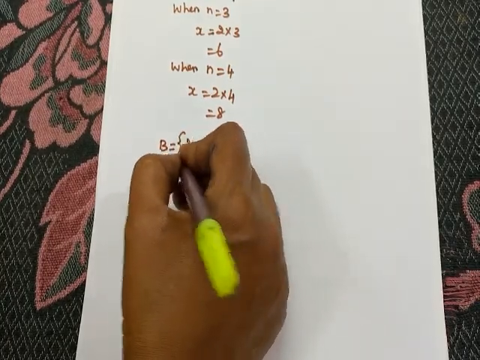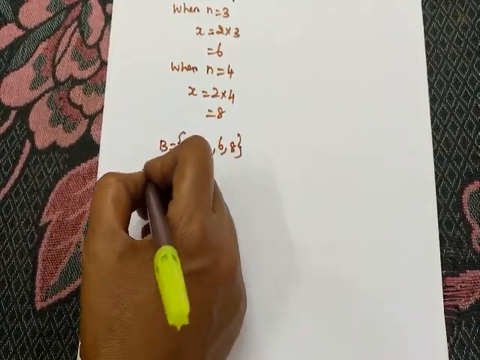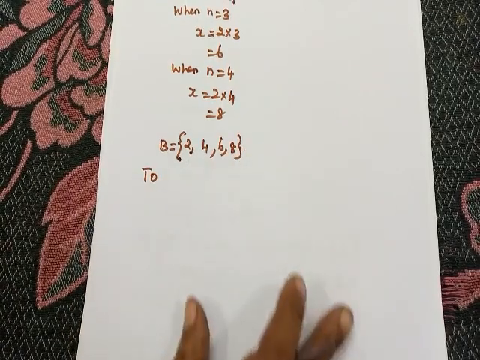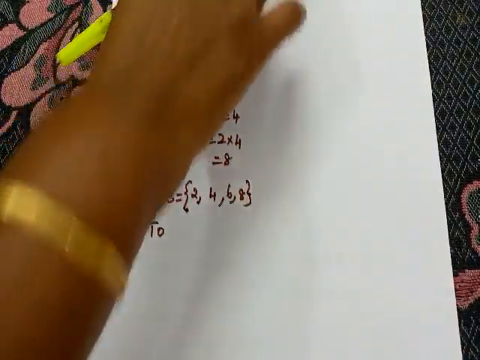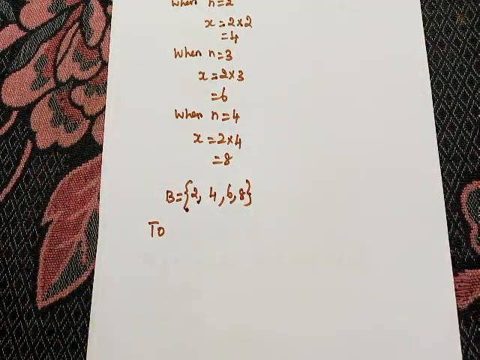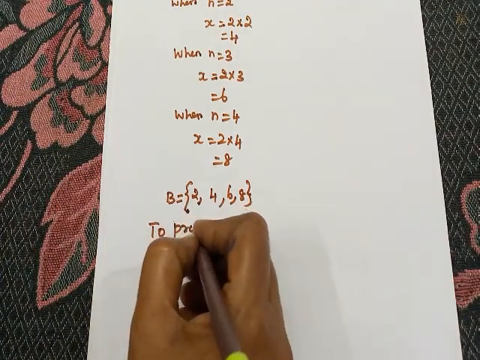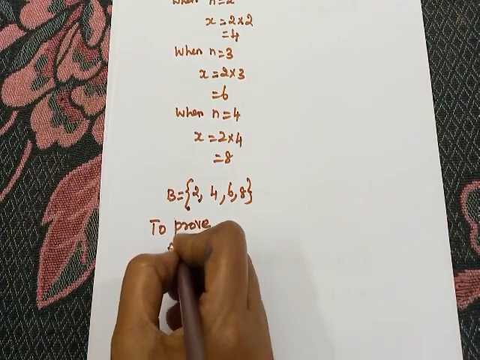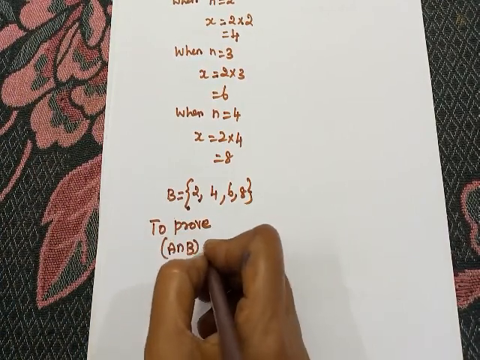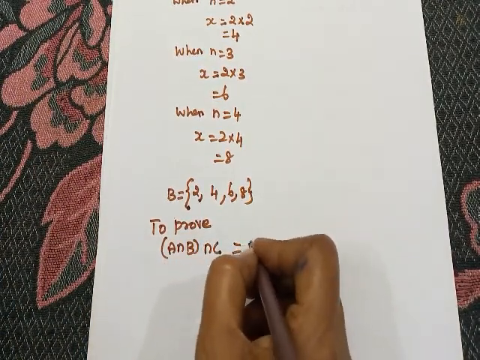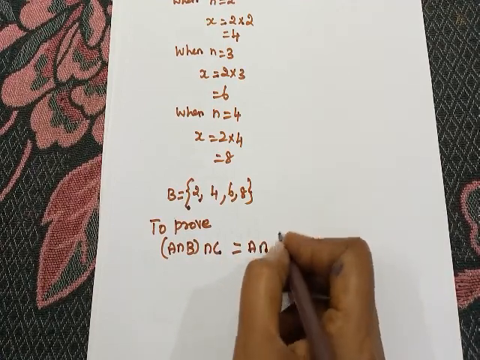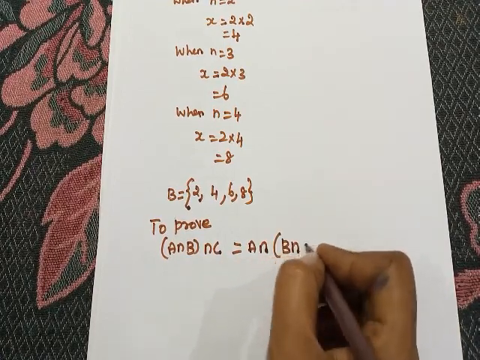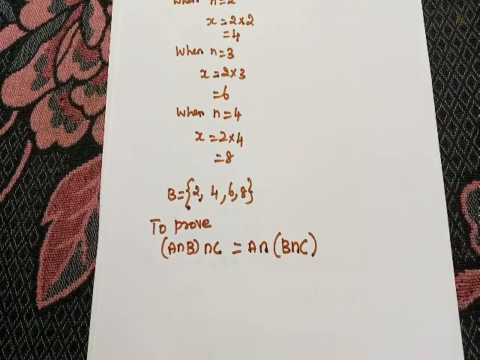Okay, now we have to verify. The question is to verify the associative property of set intersection. So what is the associative property of set intersection? A intersection B, bracket, intersection C is equal to A intersection, bracket, B intersection C. This one you have to prove.